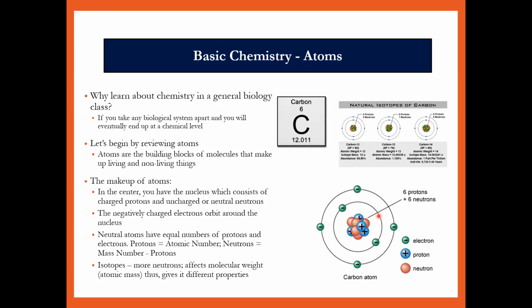You can have a different number of neutrons depending on the isotopes. So as you can see, we have carbon 12, but it also has different isotopes. We have carbon 13 and carbon 14. In carbon 13, you have 6 protons with 7 neutrons, which will give you the atomic weight of 13. And in carbon 14, you have 6 protons and 8 neutrons, which will give you the atomic weight of 14. So this essentially will change the number of neutrons you have, and it's going to affect the atomic mass. And in biology, structure will always dictate function. So this will give carbon different properties.